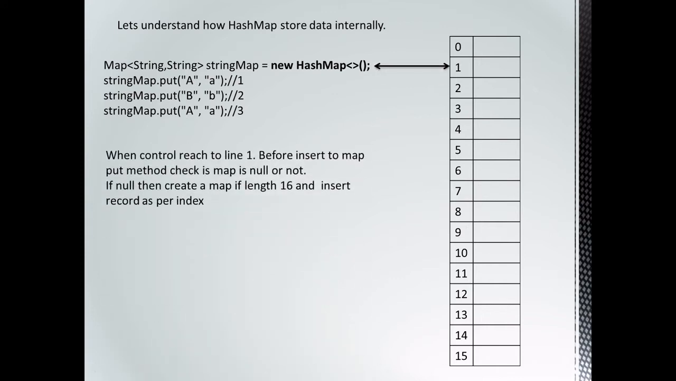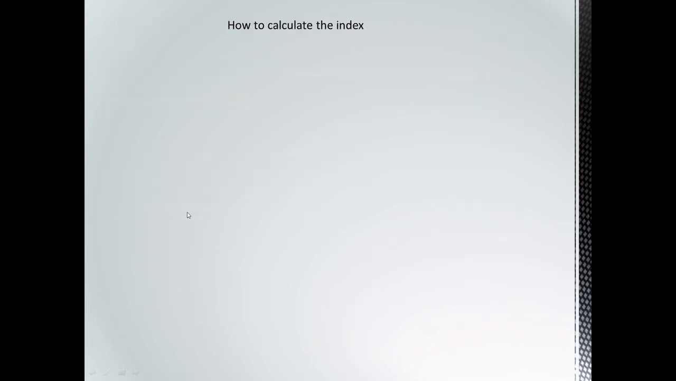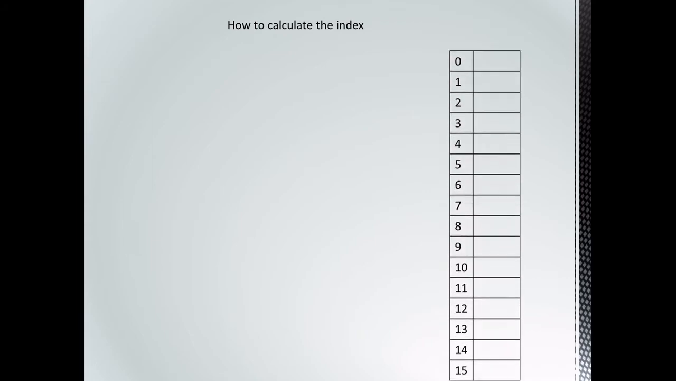This is the map. When control reaches line 1, before inserting into the map, the put method will check whether the map is null or not. If it is null, it creates a map with a length of 16 and inserts the record as per the index. Now we'll see how this index is calculated. What is that index exactly? How does HashMap calculate the index?